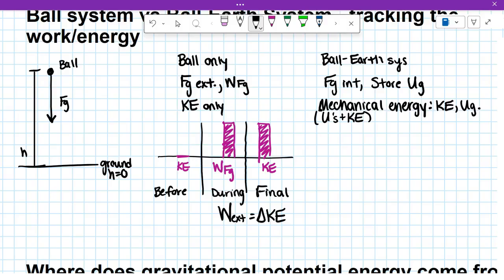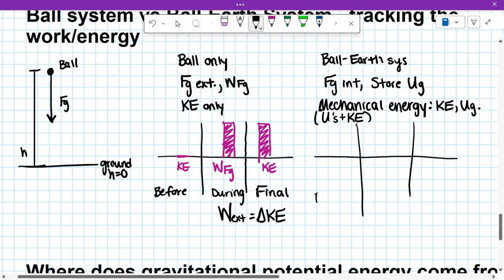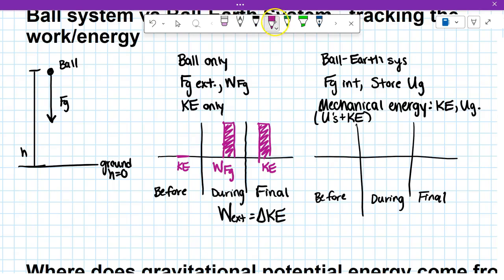Okay. So I can again think about my before, my during, and my after, or my final. So before, I had no kinetic energy because I was not moving. But now, because I'm at a height relative to the earth, I have some stored potential energy.